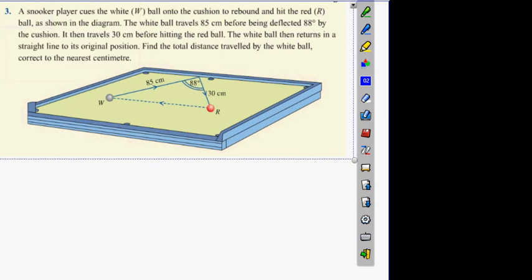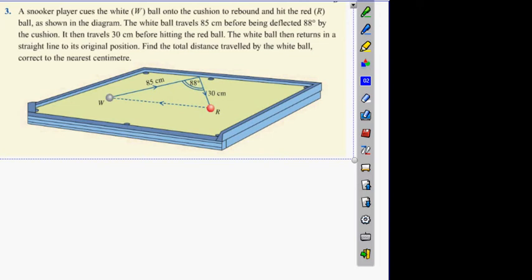Okay, a snooker ball. The white ball hits off the cushion and comes back and hits the red ball. It travels 85 centimeters to the cushion, bounces off at an angle of 88 degrees, and then travels another 30 centimeters before hitting the ball. Find the total distance travelled by the white ball correct to the nearest centimeter.